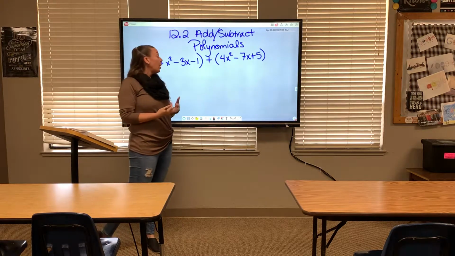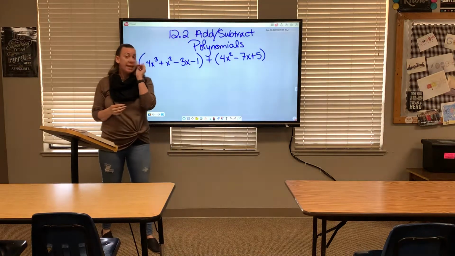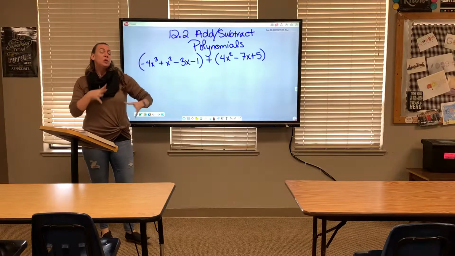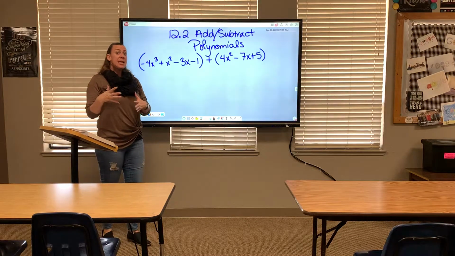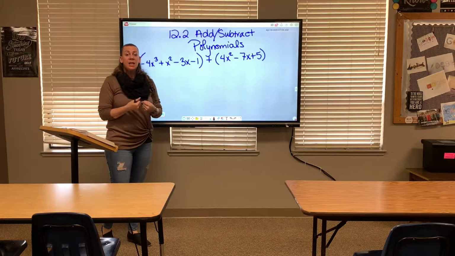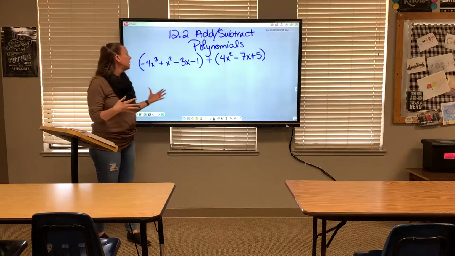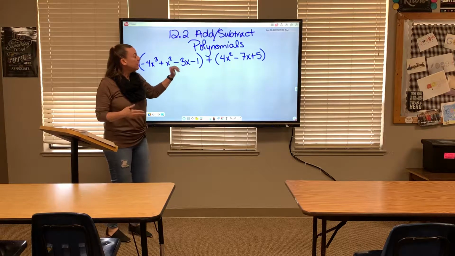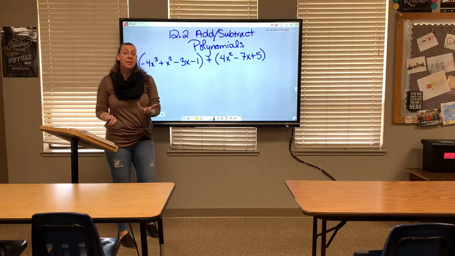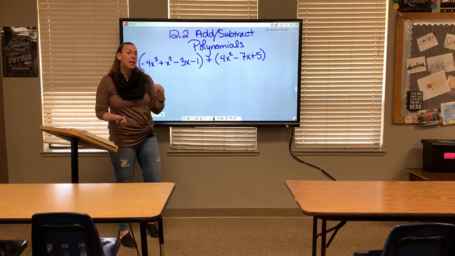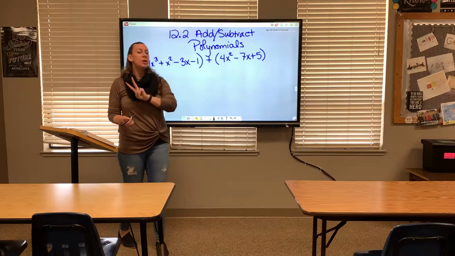Okay, good morning. We are working on 12.2, which is adding and subtracting polynomials. So now we're taking the polynomials that we worked on in the last lesson, and we're going to combine two full polynomials. So I have a polynomial here, I have a trinomial here, and I'm going to add them. All that means when I add is I'm going to combine like terms. So I'm going to show you two ways of doing that.